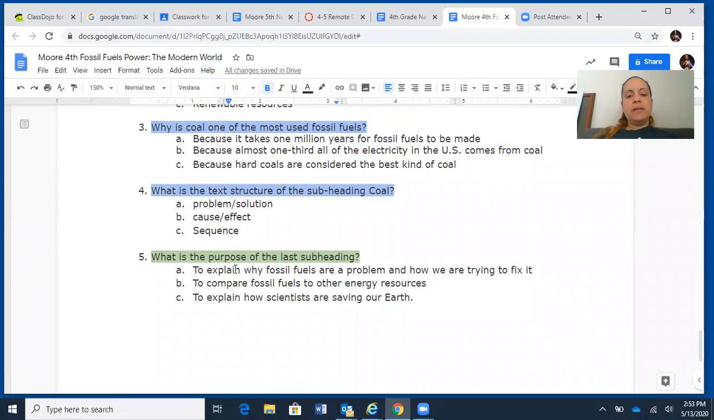Let's see if we can go find our answer. Number 5 says, to explain why fossil fuels are a problem and how we're trying to fix it. That looks right. B says, to compare fossil fuels to other energy resources. We're not really comparing them. That means saying how they're the same and different. Although we did do that, that's not the whole purpose. And C, to explain how scientists are saving our Earth. Well, it says that at the end of the paragraph, that's how we're trying to solve it, but that says nothing about the problem. So it has to be problem and how we're solving it. All right, so highlight your answer.